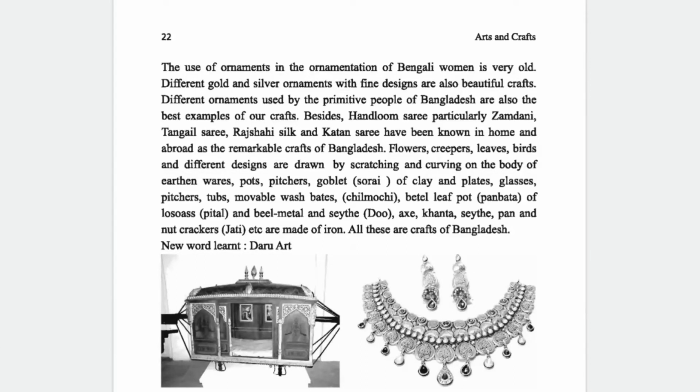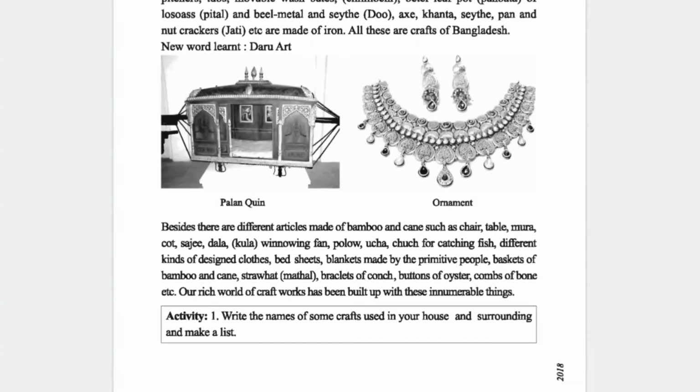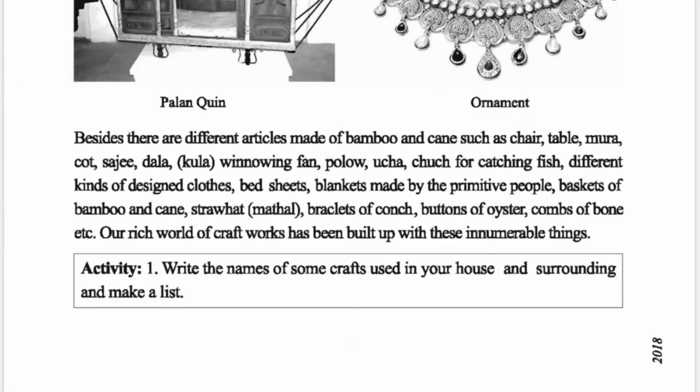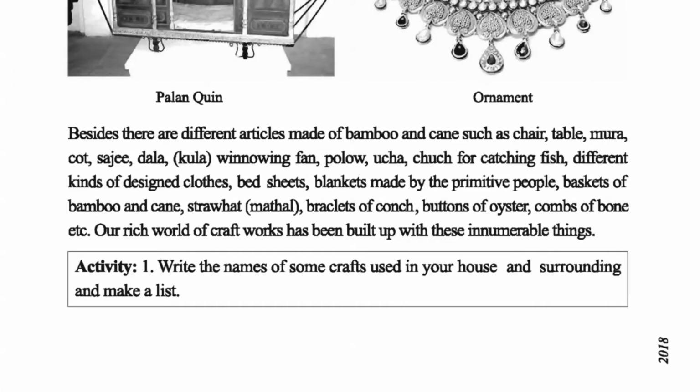So we all got to know that primitive people made many kinds of craft in our society. For that, we got our rich world of craft works. In this chapter, there is another activity, which is to write the names of some crafts used in your house and surroundings and make a list. Okay. So dear student, that's all about our chapter 3.